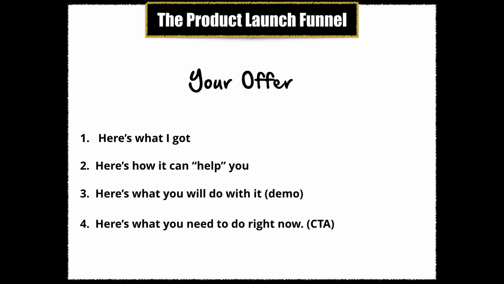So the basic steps for this is, number 1, here's what I got. So really all you're doing is explaining, this is what I'm selling you, right? Now, number 2 is here's how it can help you. You want to reframe and remind them as to why this product is a good purchase for them to spend their money on, why this product is going to help them get the result they want, and how it's going to make their life easier, how it's going to make things faster, how it's going to make their life so much different after they own it, right?